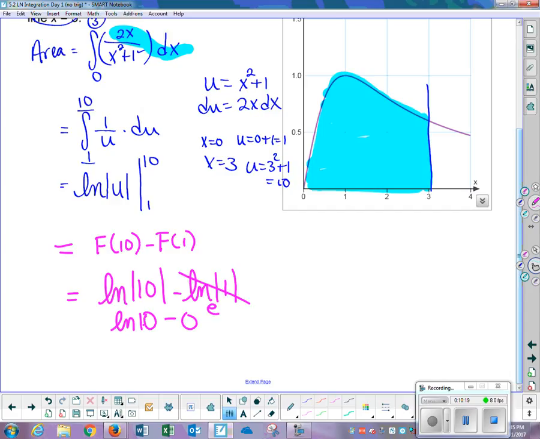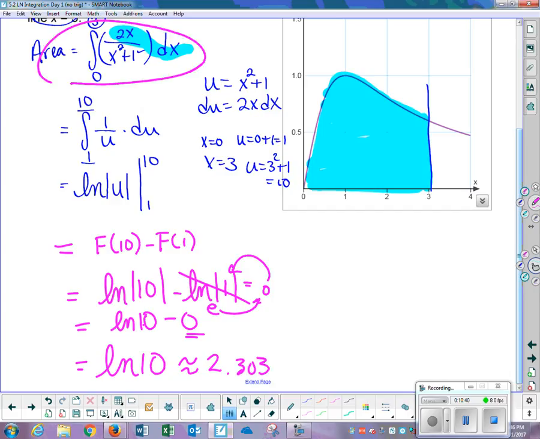Remember how e raised to the 0 equals 1? So the answer to natural log of 1 is 0. This turns out to be the area under the curve is natural log of 10, which actually turns out to be like 2.303. If you had had your calculator, we could have actually solved it way back there using the calculator. But because we didn't, we had to go into a u-sub and do it by hand.